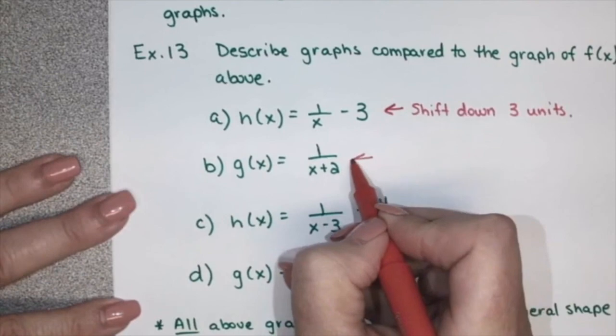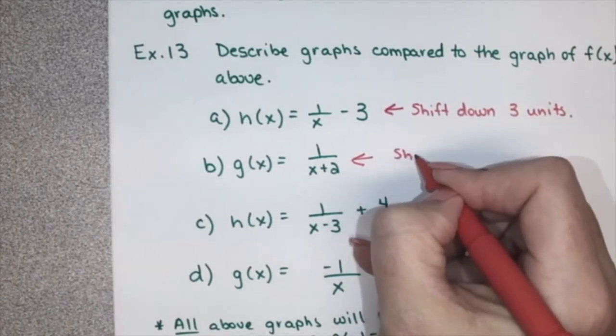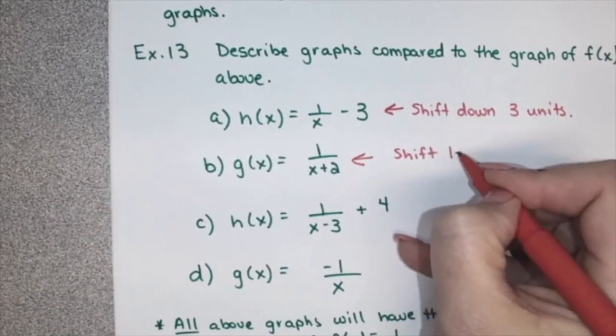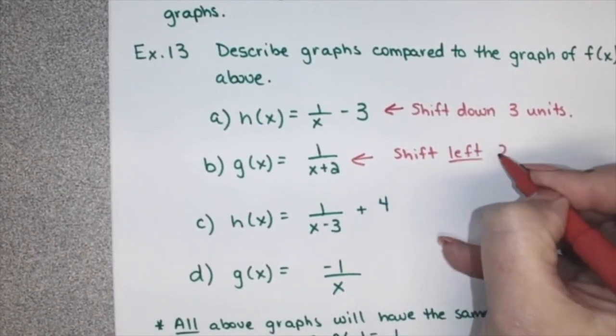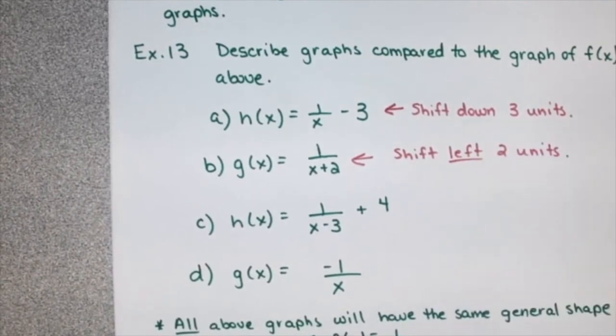All right, so let's talk about this one. Okay, what do you notice about the plus 2? It's not at the end this time. Where is it? It's inside, right? So what kind of shifting was inside a function? Left and right, correct? So remember, this is the oddball one, right? So which way does it actually shift? Left. Okay, so if it would have been a minus 2, it would have been to the right. Remember, horizontal shifts are opposite of the direction you might think.